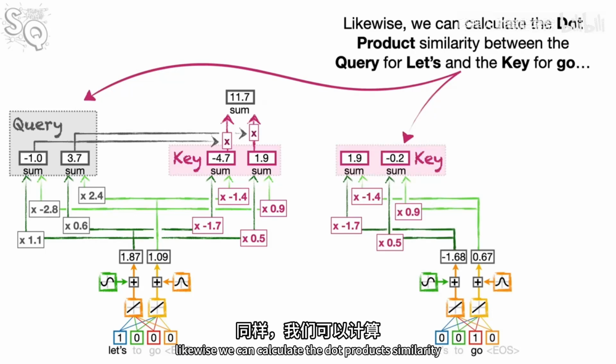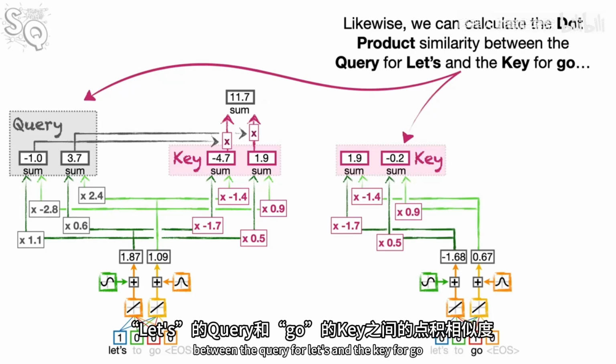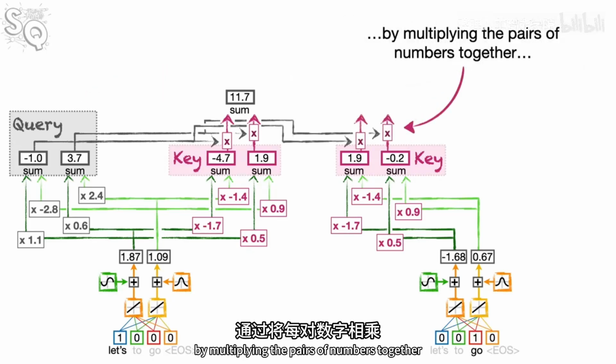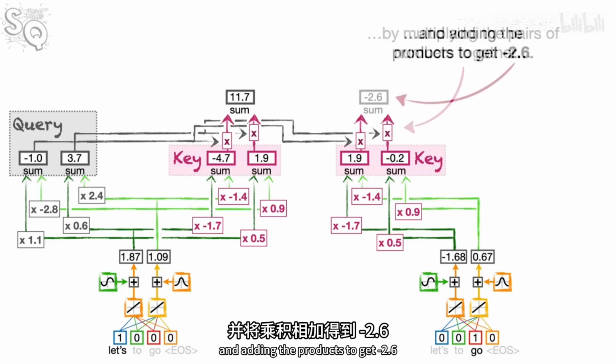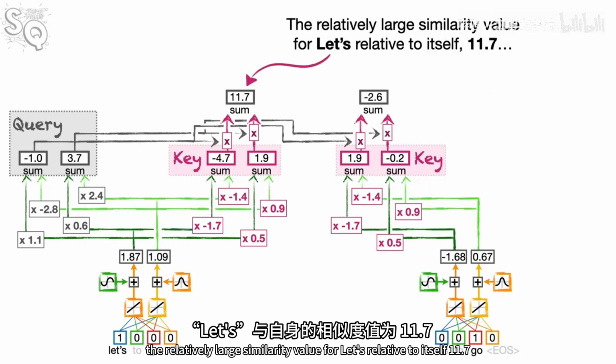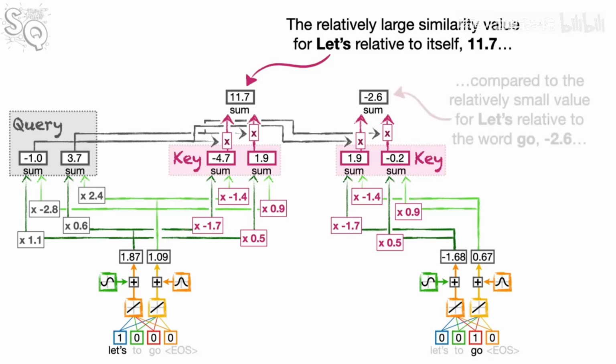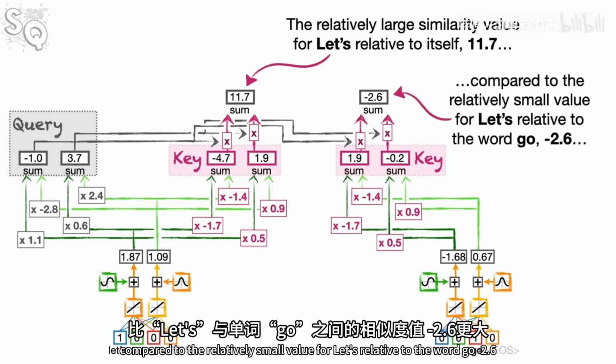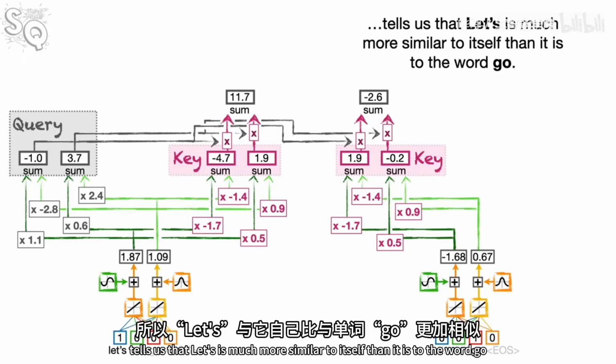Likewise, we can calculate the dot product similarity between the query for let's and the key for go by multiplying the pairs of numbers together and adding the products to get negative 2.6. The relatively large similarity value for let's relative to itself, 11.7, compared to the relatively small value for let's relative to the word go, negative 2.6, tells us that let's is much more similar to itself than it is to the word go.